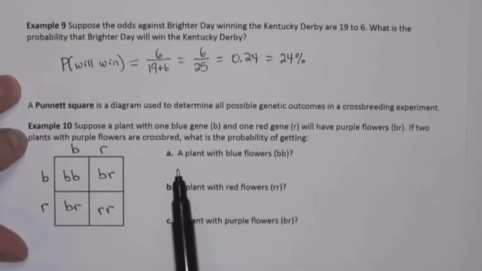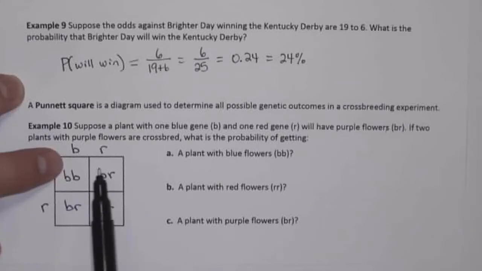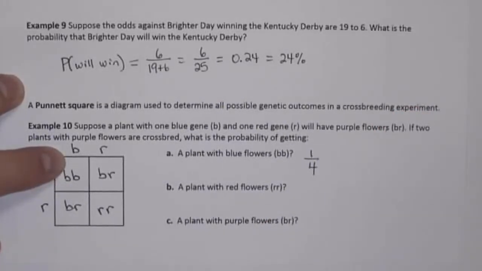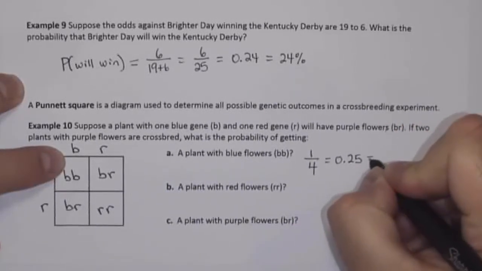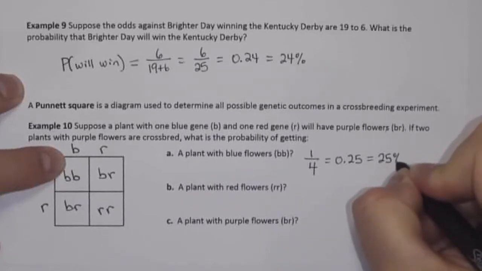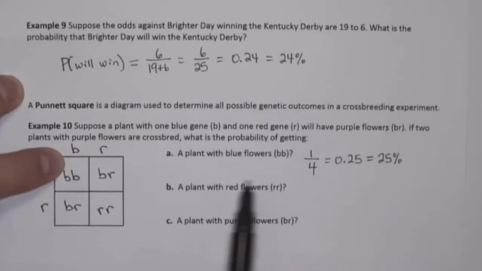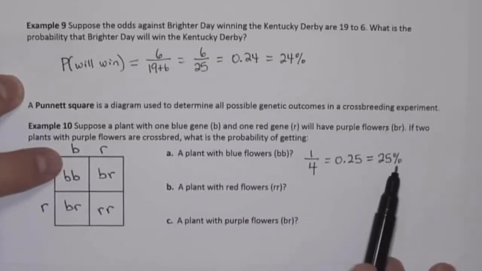So if we crossbreed these two purple flowers, question A, we want to know what's the probability we're going to end up with a blue flower. So that's a BB. Well, there's one BB out of 4 outcomes. So that would be a 1/4 probability. Or again, if we wanted to write that as a decimal, 0.25 or 25%. So if we crossbred two purple flowers, in this scenario, there would be a 1/4 probability, or a 25% chance, that the resulting plant would have blue flowers.